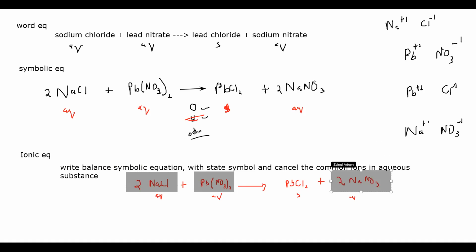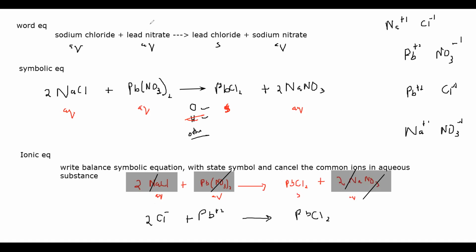Then what I will do, I will cancel the common ions in aqueous. Nitrate ion is there in both aqueous substances, I will cancel it out. Sodium ion is there, I will cancel out. So what I'm left with is 2 chloride ions and 1 lead ion. So 2 chloride ions, 1 lead ion result in a formation of lead chloride or lead 2 chloride. That's why we call this ionic precipitation.